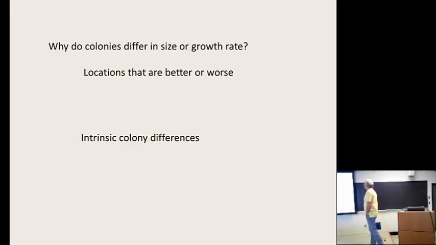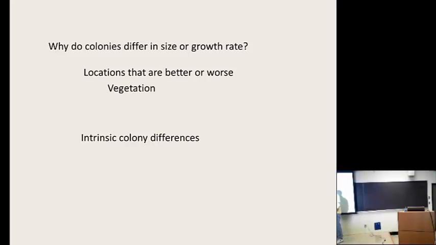Why do locations differ in those traits? Why do colonies differ in those traits? It may be that there are locations that are better or worse for ants. And that seems entirely reasonable. If you take ants and put them in certain locations, some are going to have high reproductive output or greater survival. Others are going to be bad for ants, and they're going to have low reproduction, low survival rates. On the other hand, there might be intrinsic differences. This is a good colony, and no matter where it ended up, it was just going to have a high reproductive rate.